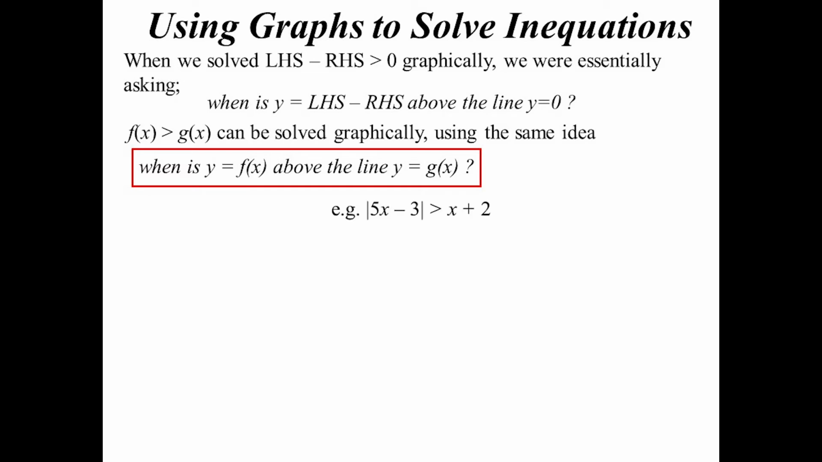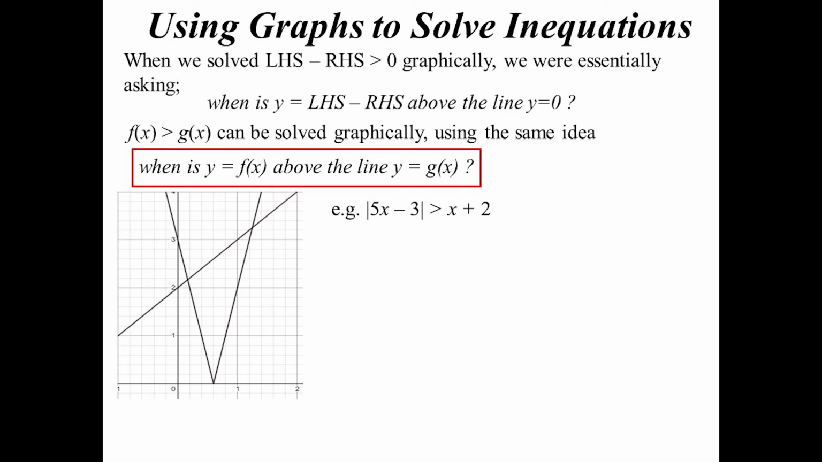So let's have a look at this interesting one. The absolute value of 5x - 3 is greater than x + 2. Okay, well there's the two graphs. The V is obviously the absolute value of 5x - 3. The straight line is x + 2. So we're saying, when is the absolute value graph above the straight line? And we can read that off very easily. Just got to find this point of intersection.